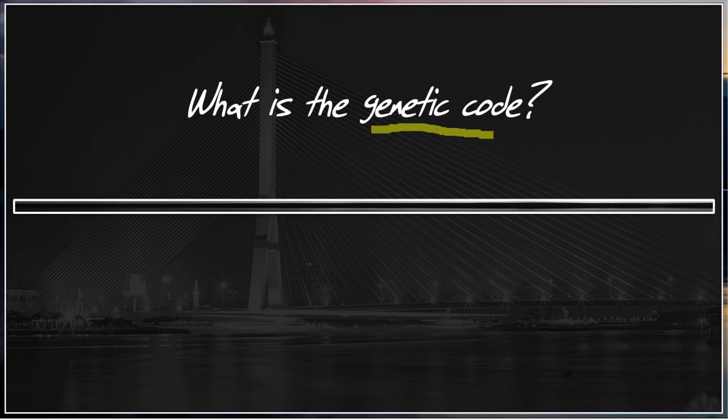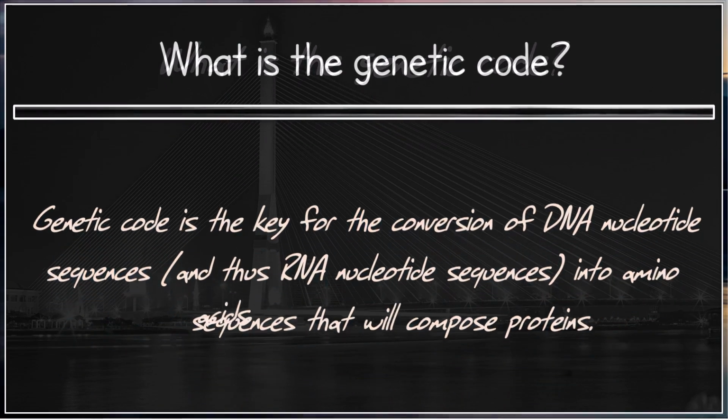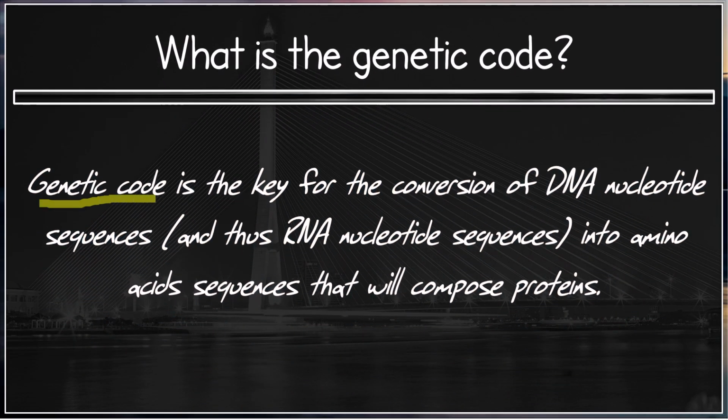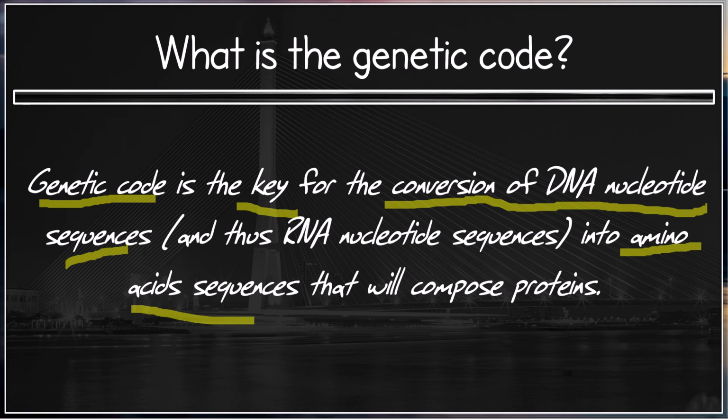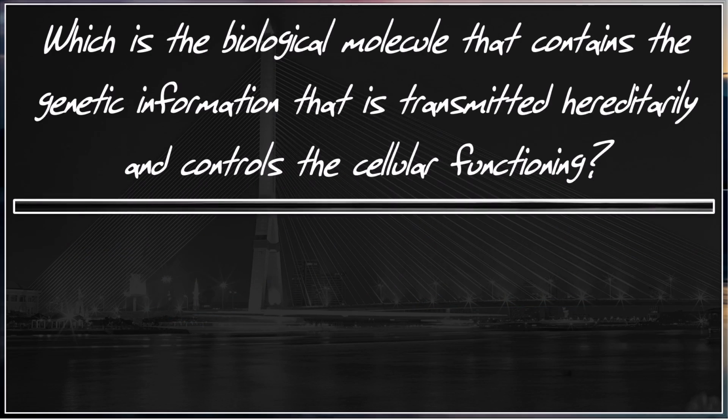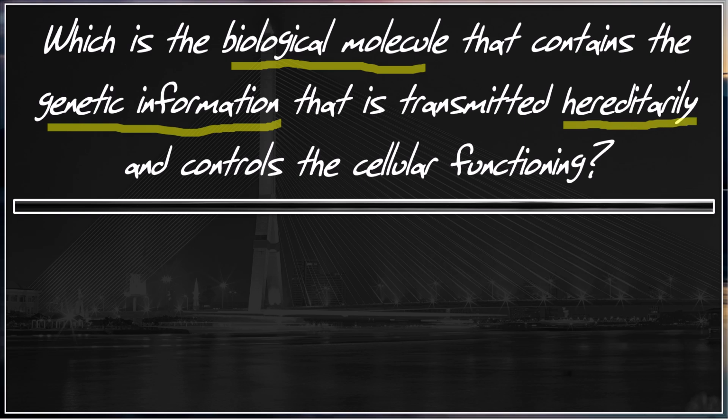What is the genetic code? Genetic code is the key for the conversion of DNA nucleotide sequence into amino acid sequence that will compose proteins. Which is the biological knowledge that contains genetic information that is transmitted hereditarily and controls the cellular functioning.